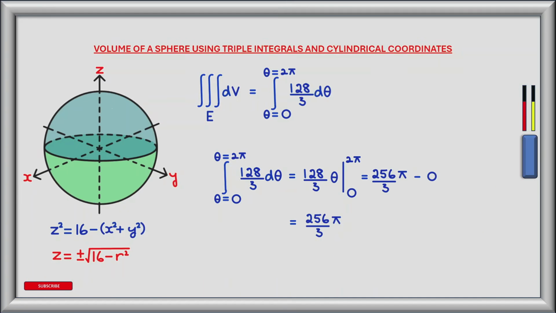So now moving on to our outer integral, we want to integrate from theta equals 0 to theta equals 2 pi 128 divided by 3 d theta. And using the power rule to evaluate this, we get 128 divided by 3 multiplied by theta. And plugging in our upper and lower limits of integration, we have 256 pi divided by 3 minus 0, which gives us the volume of our sphere, which is 256 pi divided by 3.